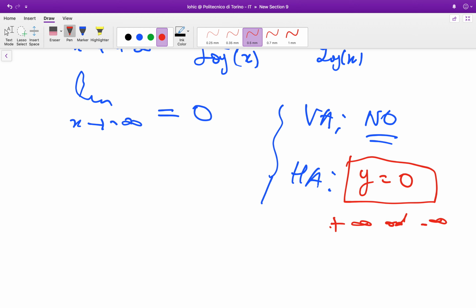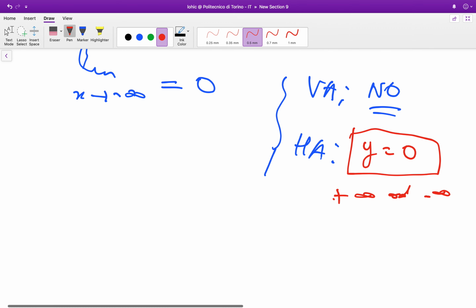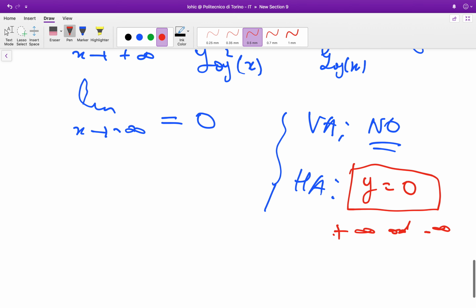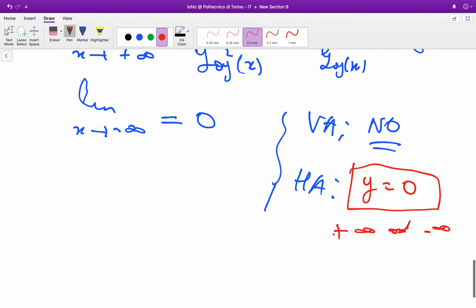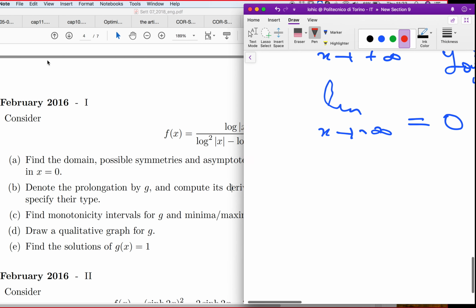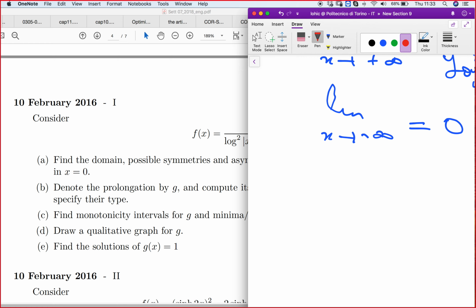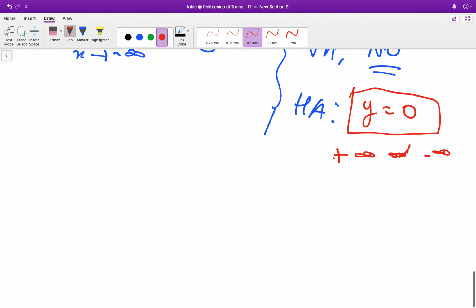Because I repeat, to have a horizontal asymptote, the limit when the function tends to plus infinity or minus infinity should give a number. In this case, we got that that limit was 0, and so the horizontal asymptote is y equal to 0. Nice. Let's go back to the exercise. This solves the first part. No, we still have to analyze that we have a continued prolongation at 0.